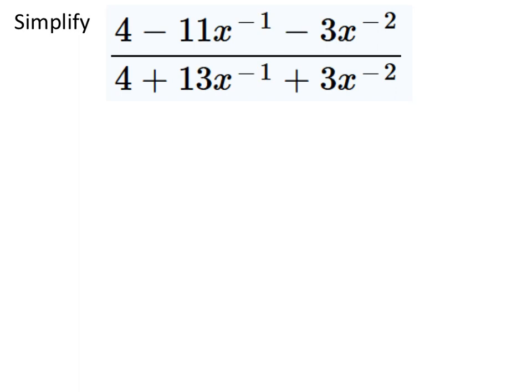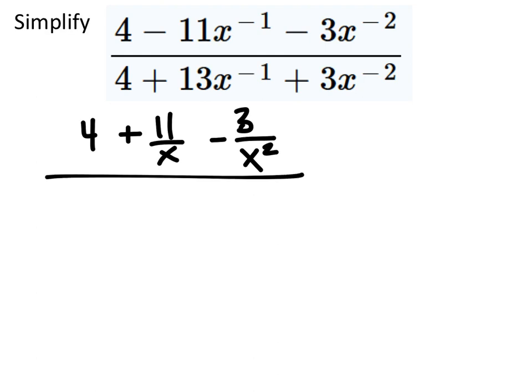It's just written different. With the negative exponent thing, we have to go back to exponent rules for this. So my numerator, this is 4 plus 11 over x, because of that negative exponent. And then I'm subtracting this 3 over, now that's going to be x squared. Right, I mean that looks pretty familiar from that previous problem. 4 plus 13 over x plus 3 over x squared.